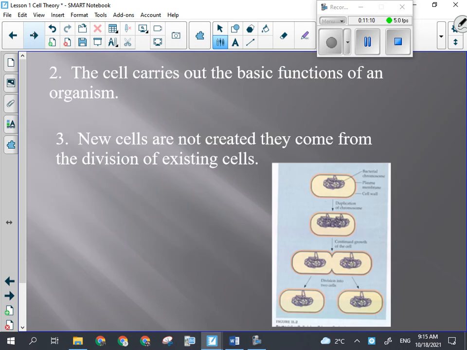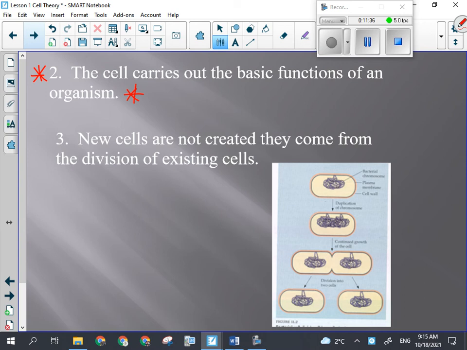All right, second point of the cell theory, and this is probably the most important one. What is the role of the cell? The role of the cell is to carry out the basic functions of an organism. That point is going to be a recurring theme throughout the unit, even when we're talking about multicellular organisms later. The role of the cell is to carry out the basic functions of the organism.